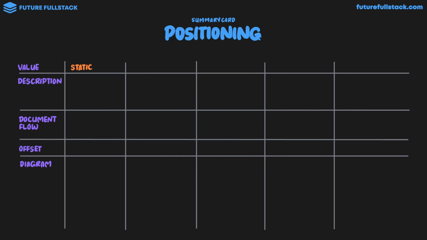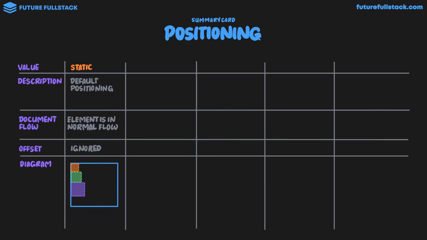Let's look at static first. This is just the default positioning, where the element is in normal flow. For offset, it's ignored. You can't apply offset properties to a static positioned element. In diagram form, our block elements will just stack one on top of each other. The elements occupy their slots.